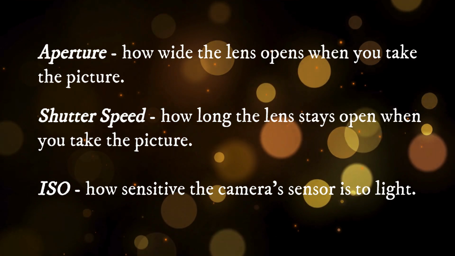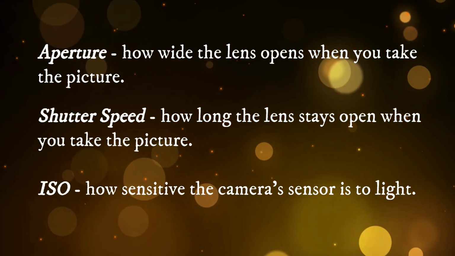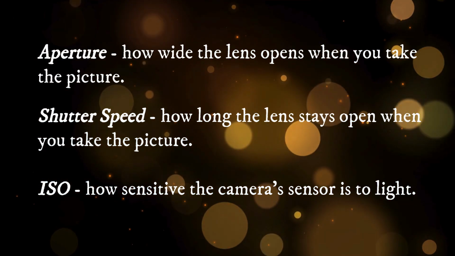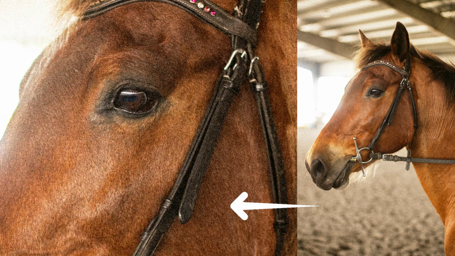The lower the ISO number, the less sensitive your camera's sensor is to light. When you shoot in an area with heavy sunshine, you can shoot with a low ISO. The higher the ISO, the more sensitive your camera's sensor is to light. This is useful when you are shooting in areas with low lighting. However, keep in mind that the higher your ISO number is, the grainier your photo is going to look.